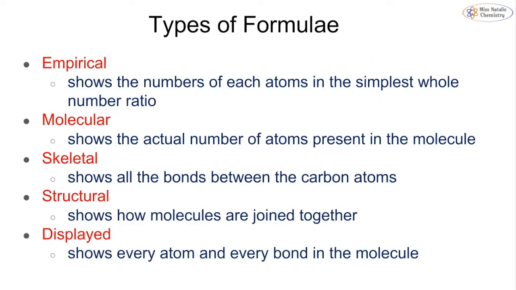So when we're looking at different types of formula, there are 5 different types that you have to be able to do. You've met 4 of these in GCSE, so only 1 should be new. We have empirical formula, where we have our simplest whole number ratio. We have molecular formula, where it's the actual numbers of carbons and hydrogens. We have skeletal formula, where it just shows the bonds between the carbon atoms. Structural shows how the molecules are joined together, so in small chunks. And displayed shows every single atom and every single bond.